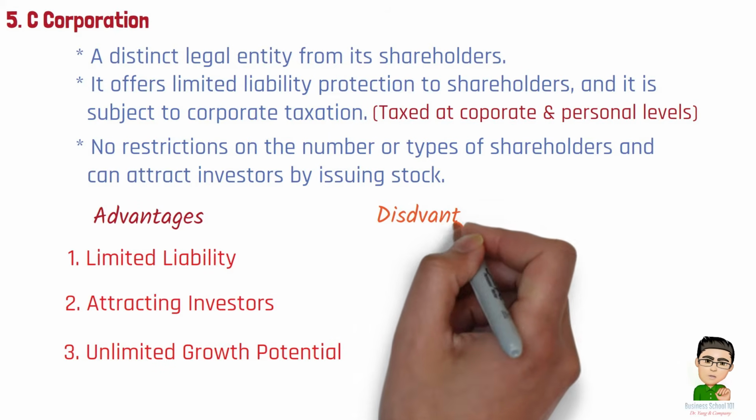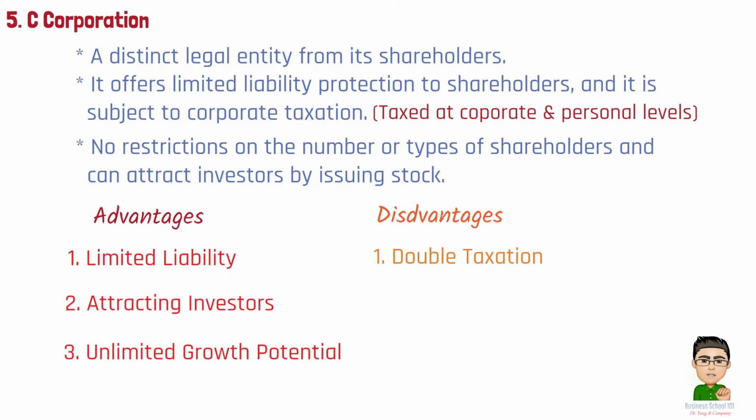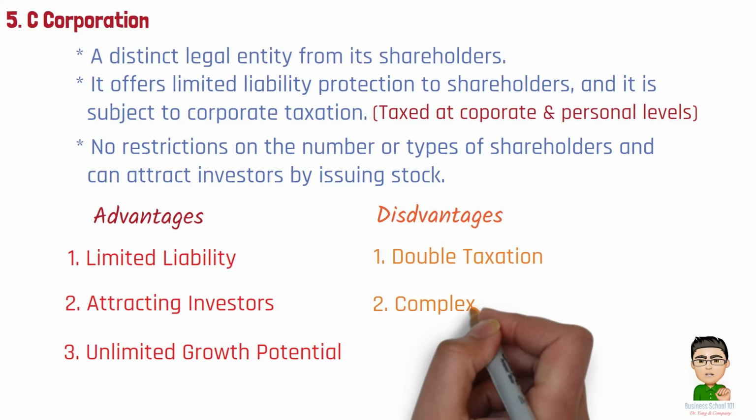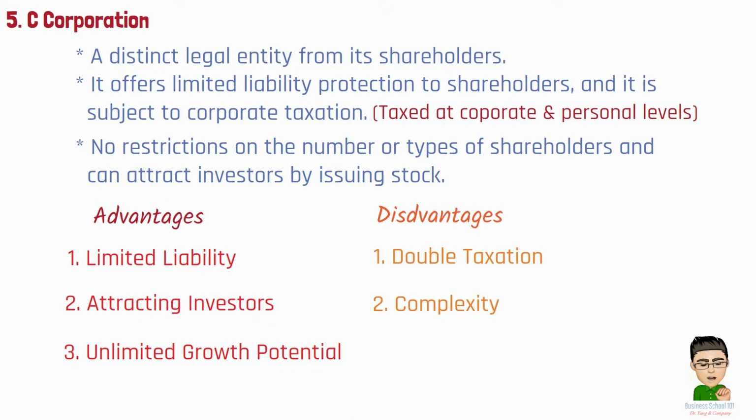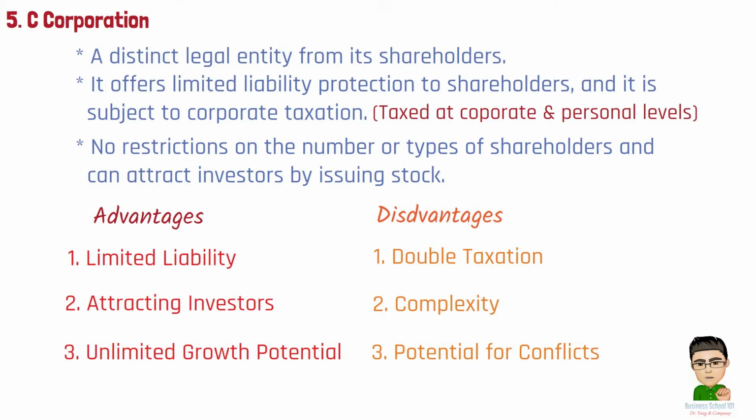However, its disadvantages include: Number 1. Double taxation. Corporate profits are taxed at the corporate level, and shareholders are taxed on dividends. Number 2. Complexity. Involves more regulatory requirements and administrative burdens. Number 3. Potential for conflicts. Shareholders may have varying interests that lead to conflicts.